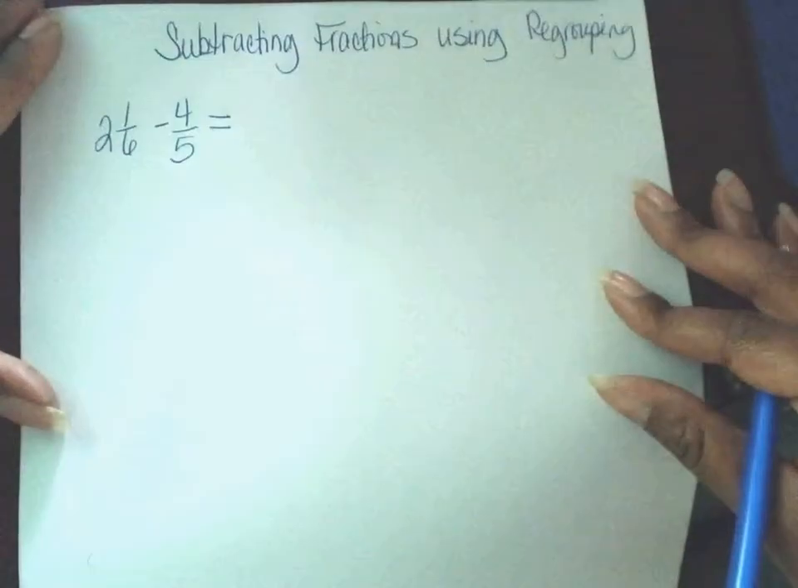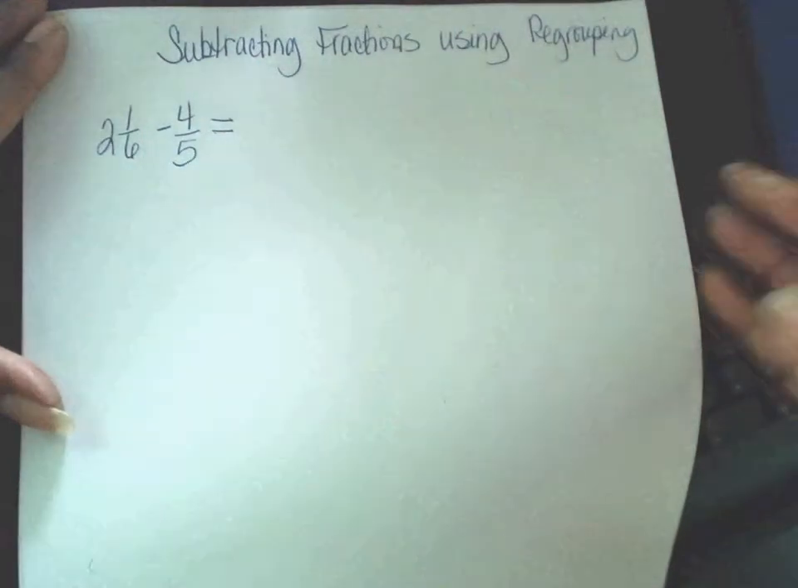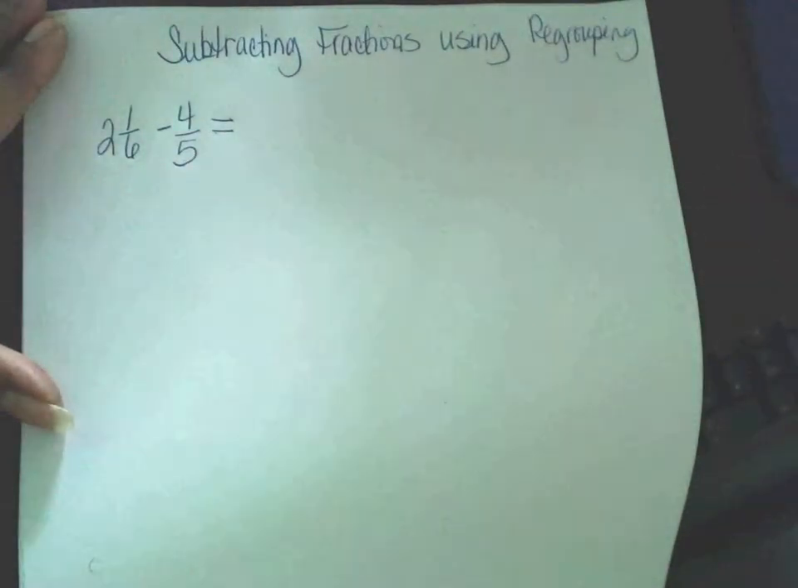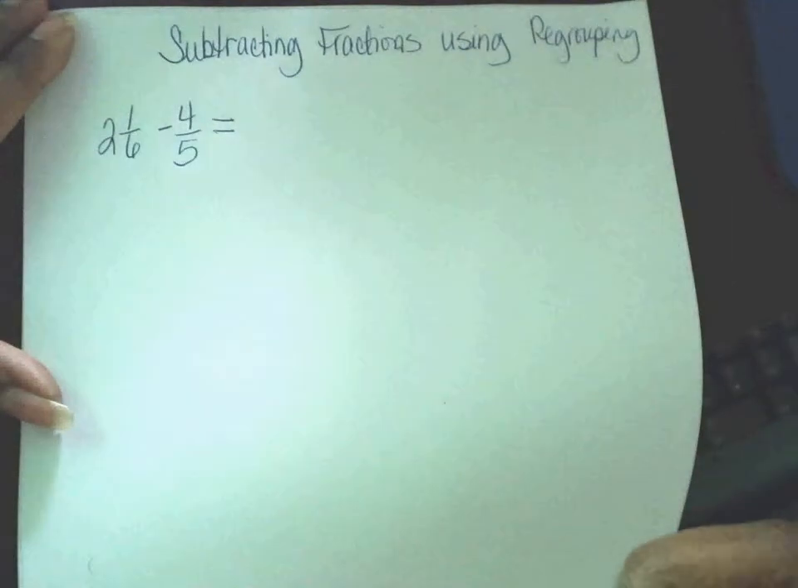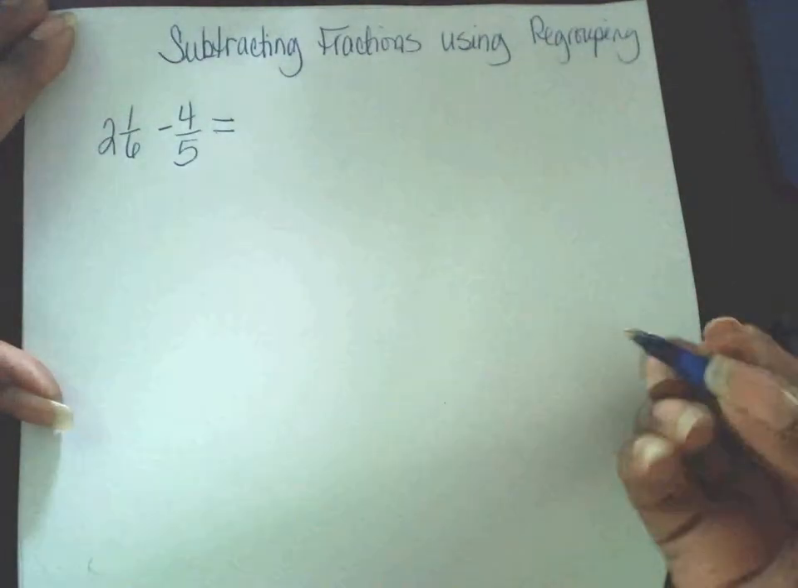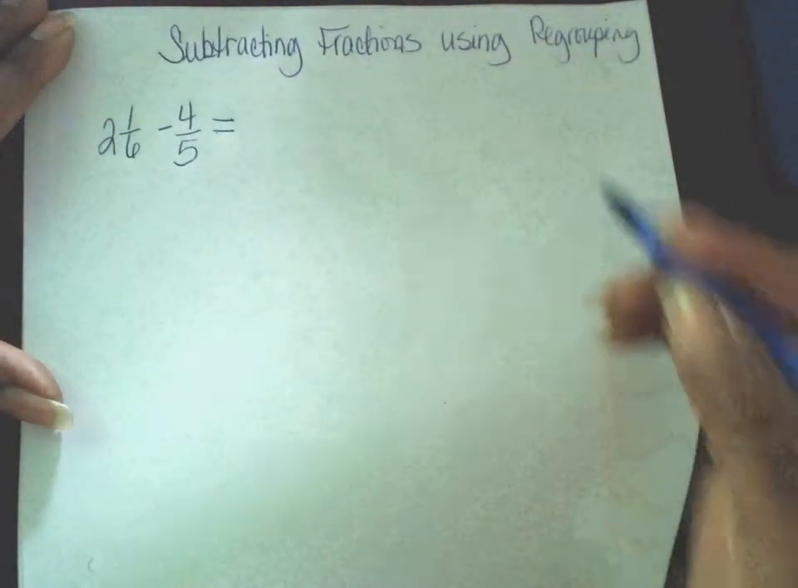Okay, so we're looking at subtracting fractions using regrouping. Our problem is 2 1/6 minus 4/5. And so our first step is to do what? So we're going to find a common denominator, and you guys use an EFT to find a common D. So we're going to do that.